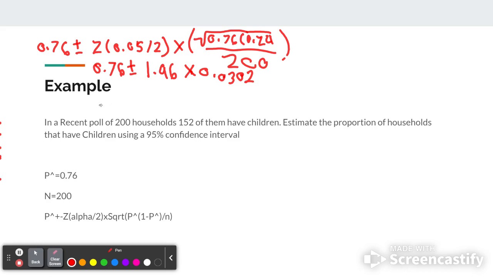And so the final answer for a 95% confidence interval will just be 0.76 plus or minus 0.0592, which is our margin of error. I hope that helped explain some confidence intervals to some people. I know that can be a confusing thing when you're looking at percentages, but once you break it down, it's not too bad.